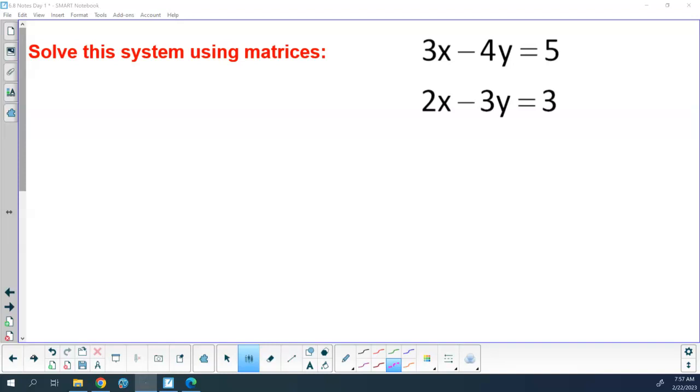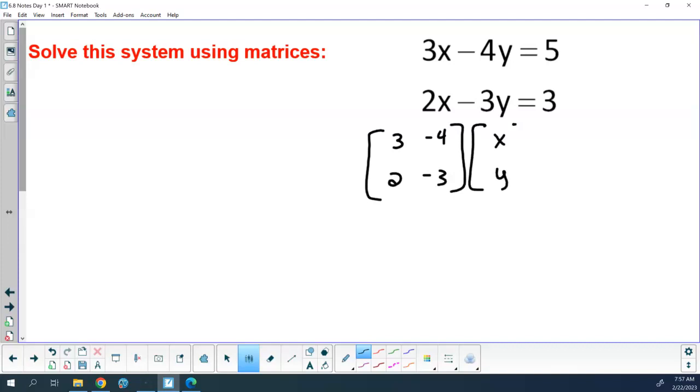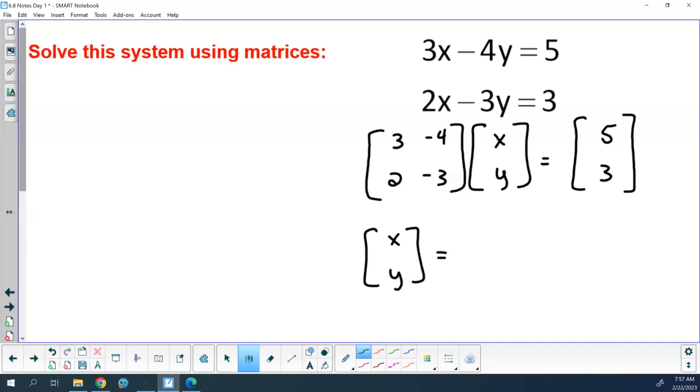So first check, make sure it's an x, y equals number form for both equations. Yep, that's done. Second one then is create our matrix equation. 3, negative 4, 2, negative 3, times x and y, equals 5 and 3. Okay. Then our variable matrix is going to equal the inverse.